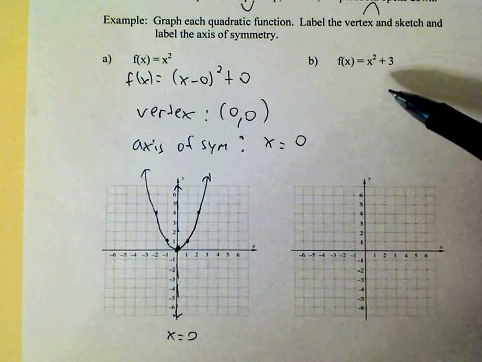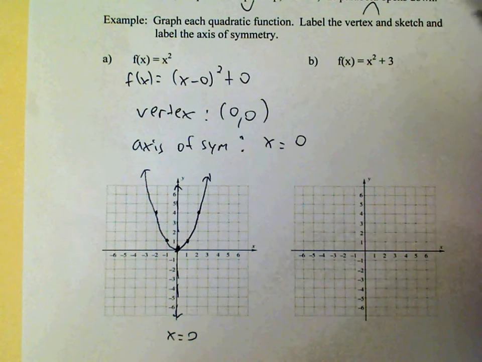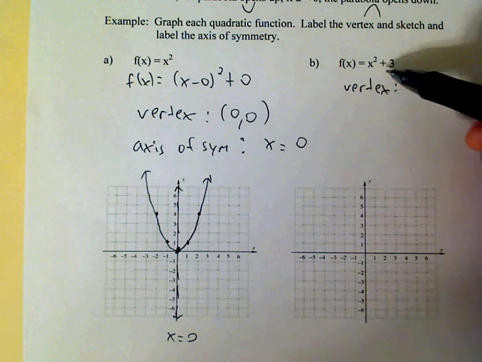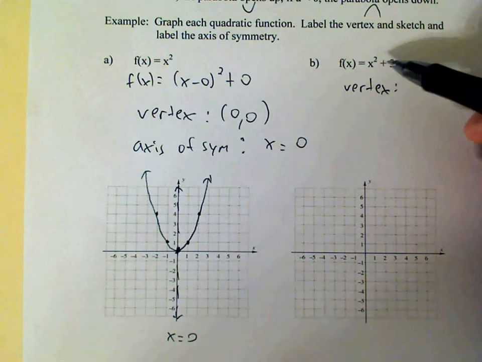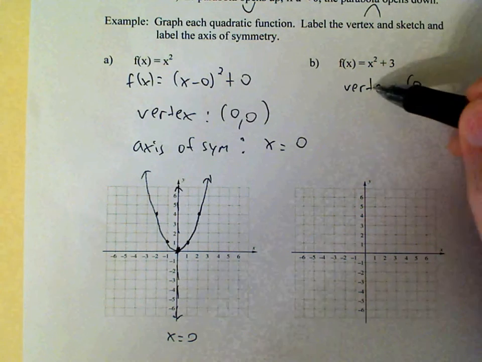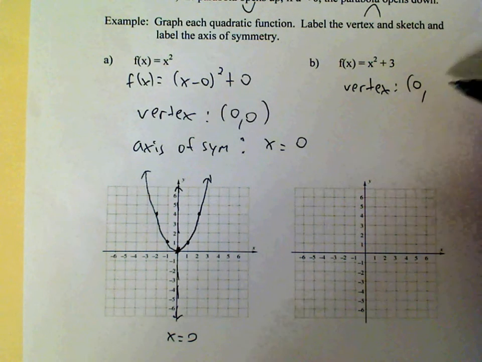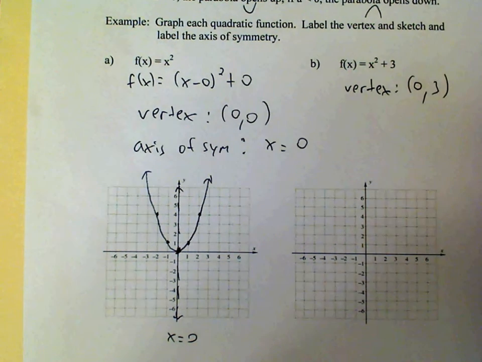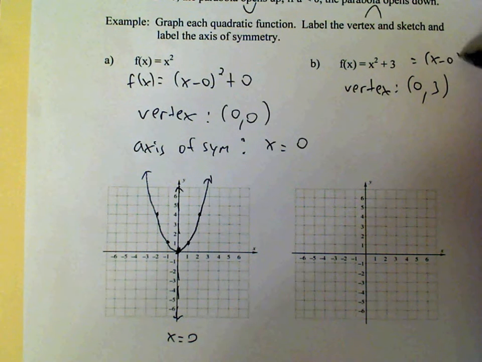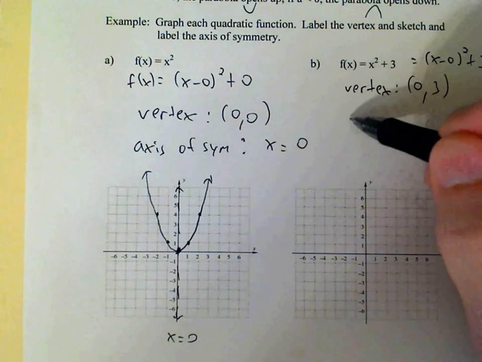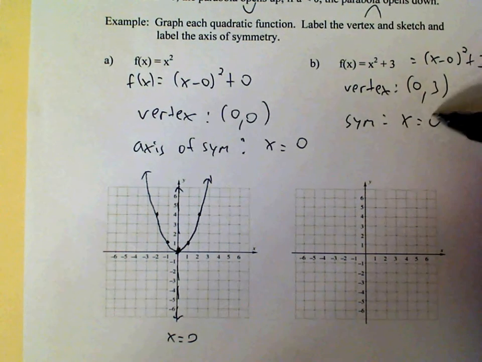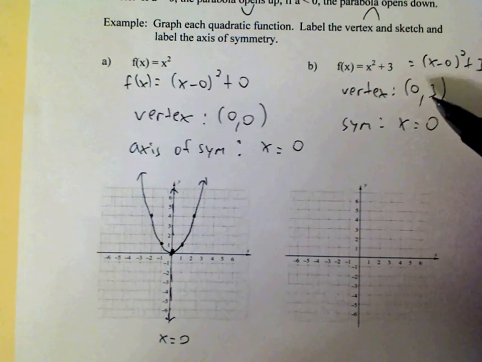And now let's do part B. f of x equals x squared plus 3. Let's start with the vertex. Now you'll notice there's no number with the x being squared. So when that h value is missing, we'll use a 0 to represent the h value. And the 3 on the outside is your k. So it's 0, 3. Once again, if you need to see that, you can substitute in as x minus 0 squared plus 3. And then our line of symmetry, or axis of symmetry, will also be x equals 0 as it was in example A, because it has the same x value.